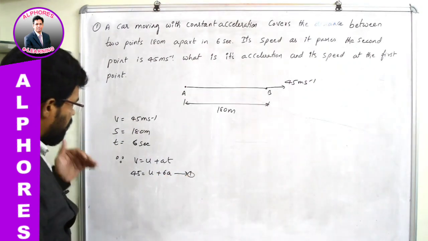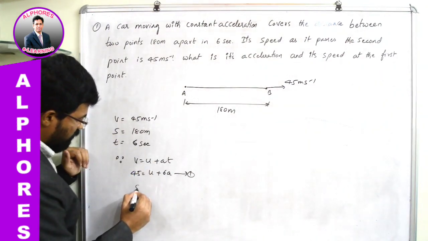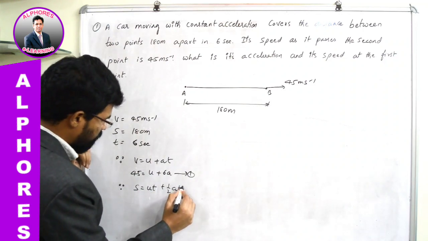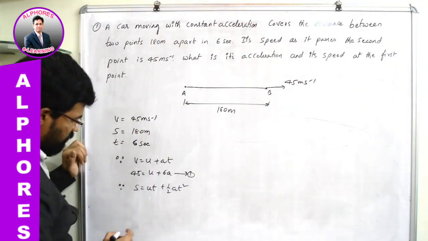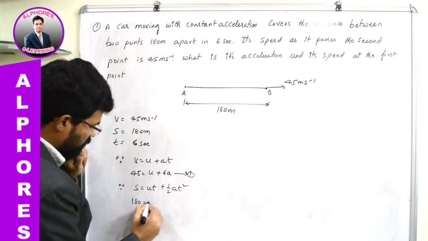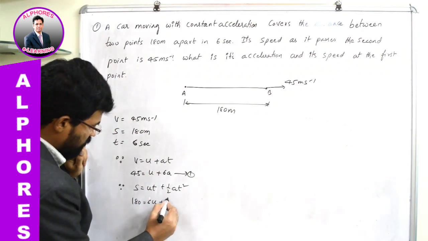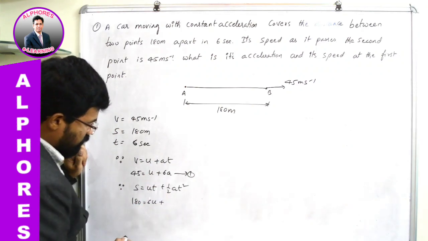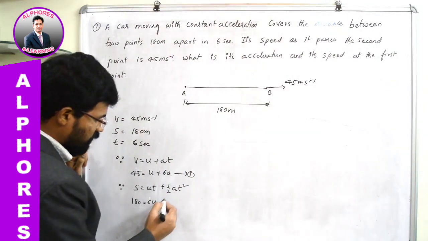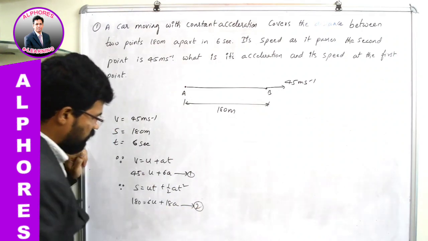Okay. Next I will take s is equal to ut plus half at square. Let us consider this equation. Here s is given, how much is that? 180 meters. u is unknown, time is 6 seconds. So 6u plus a is unknown, t is 6, 6 square. How much is that? 36. 36 by 2, it's 18. So 180 = 6u + 18a. Let us take it as equation number 2.